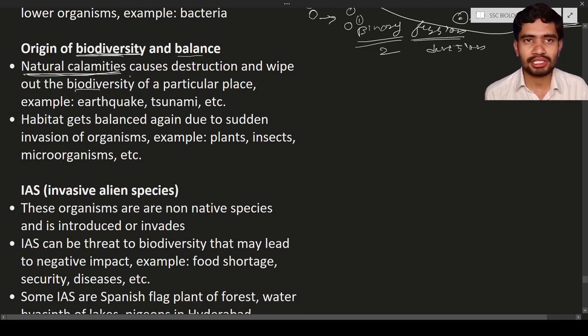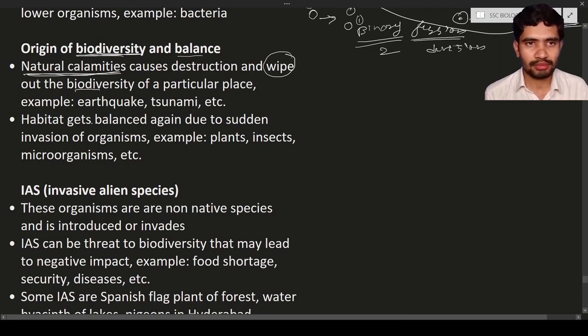These natural calamities, what will they do? These natural calamities are going to kill the organisms, whether it may be human beings or animals, whatever it may be. So these natural calamities will cause some kind of destruction and wipe out. Wipe out is nothing but killing. So they kill the organisms, and in the particular area, biodiversity is damaged.